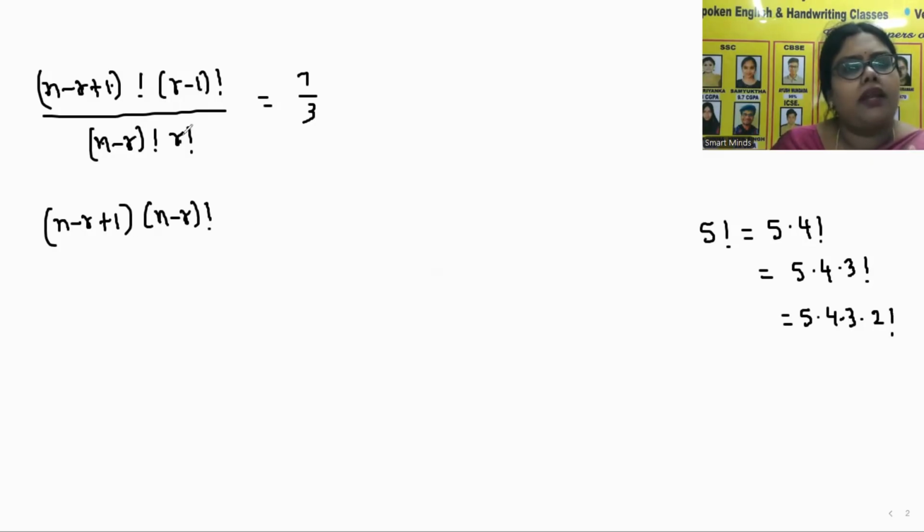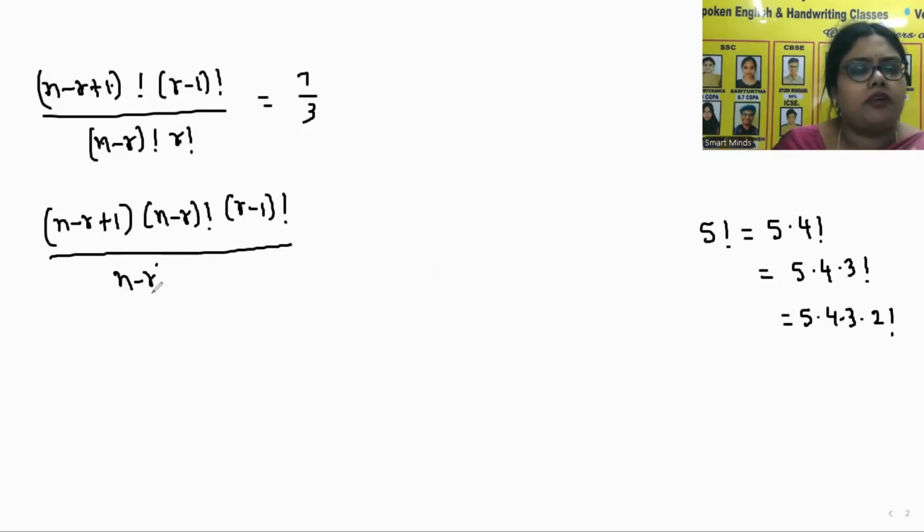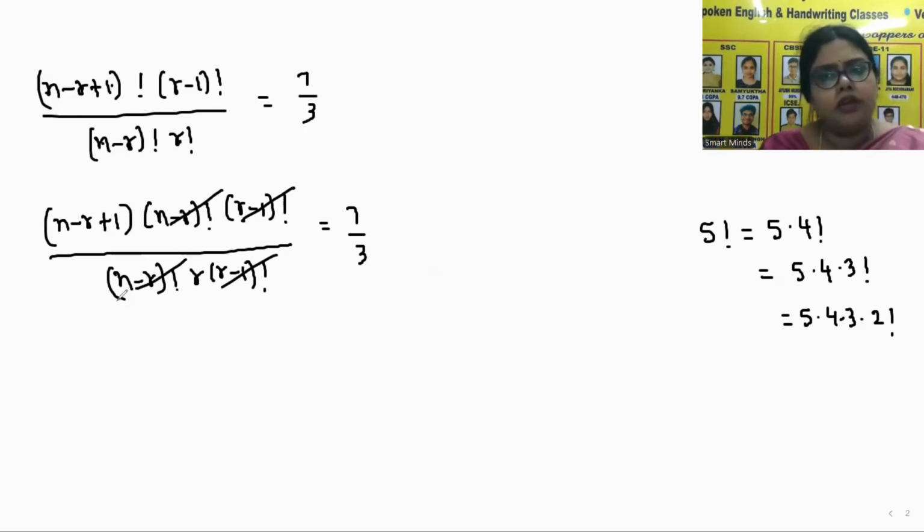And now from r and r minus 1, which is greater? r is greater. So we will write (r minus 1) factorial as it is. Now in the denominator, I will write (n minus r) factorial as it is, and r factorial we can write as r into (r minus 1) factorial, equal to 7 by 3. Now (r minus 1) factorial cancels, (n minus r) factorial cancels. Now you understood why I have solved it in this way, so as to cancel the factorials.